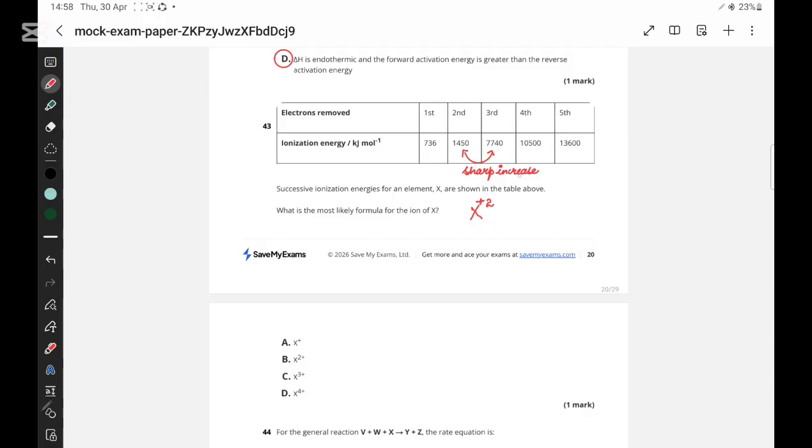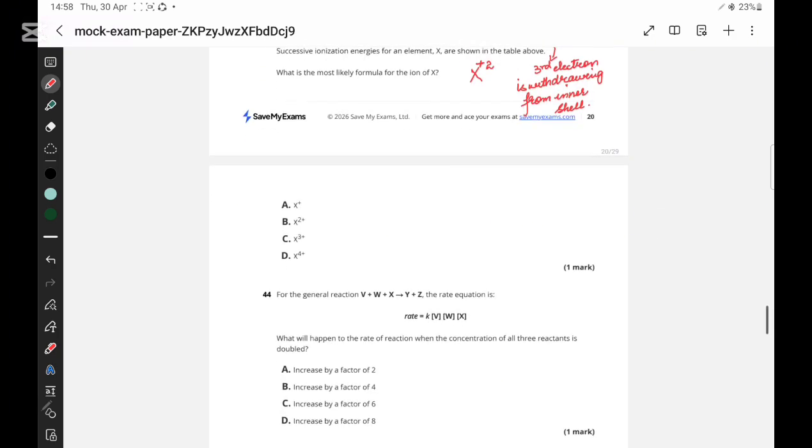And why is there a sharp increase? Because that means the third electron is being withdrawn from the inner shell, and that is why there is going to be a sharp increase in the ionization energy between the second and third ionization energy.